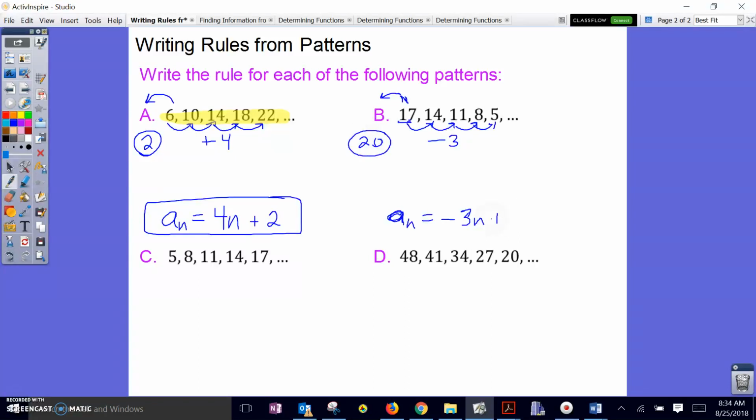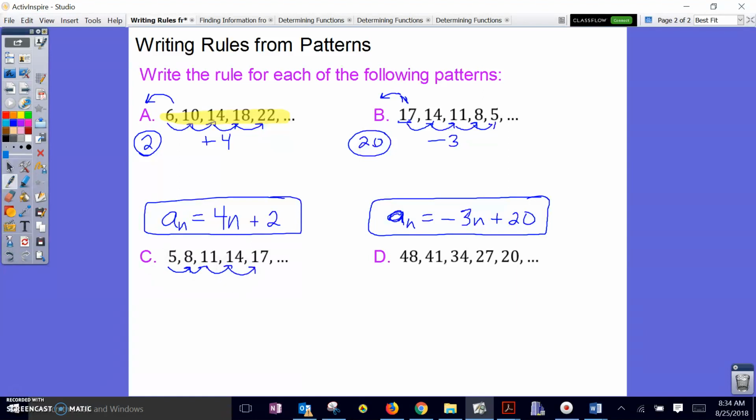And we'll add that 20 on to the end of our rule. And there's the rule for this pattern. And again, we could double check by substituting the numbers 1, 2, 3, 4, 5 in there. And you'll see that this rule indeed does generate that pattern. Alright, let's look at the next one.